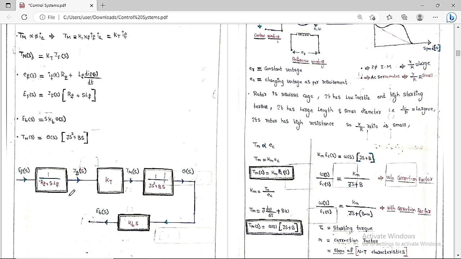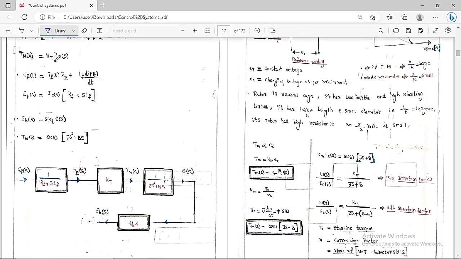This block diagram is the same as the previous one. See clearly, the input is now Ef of s. The current If of s is nothing but Ef of s by (Rf plus s into Lf). And Tm of s is nothing but Kt into If of s, as we have just seen. And theta of s is nothing but Tm of s by (J into s square plus B into s).